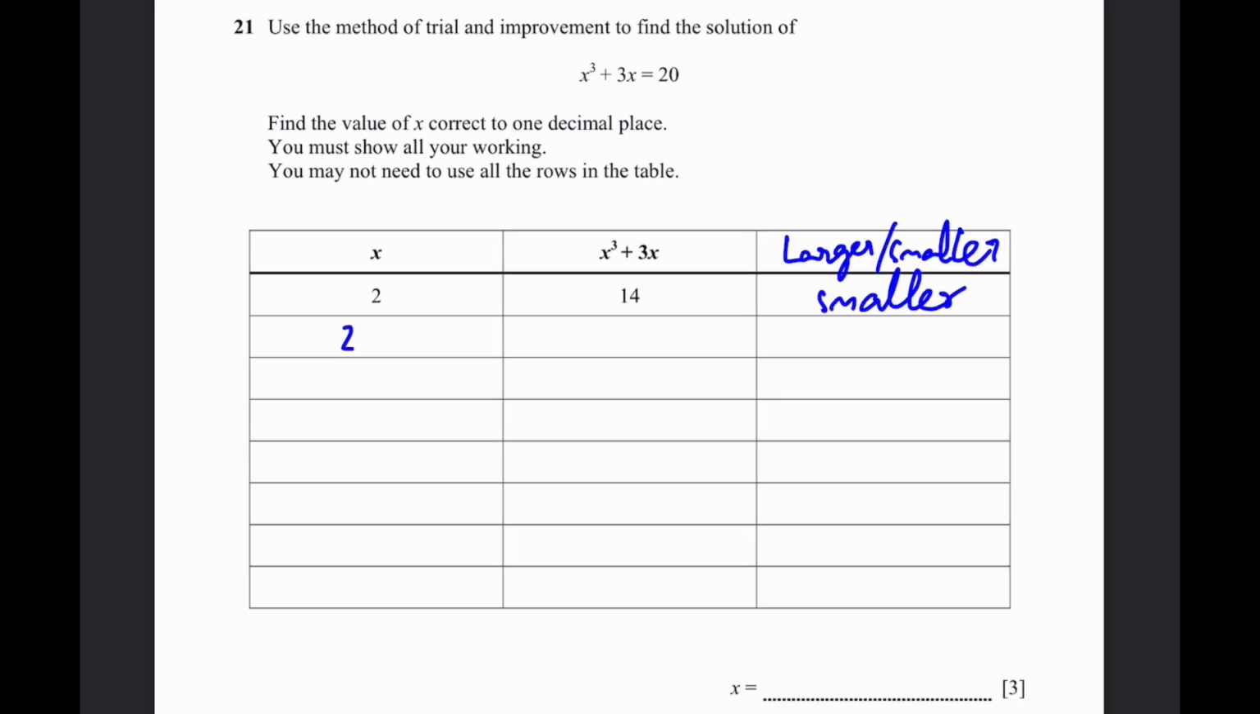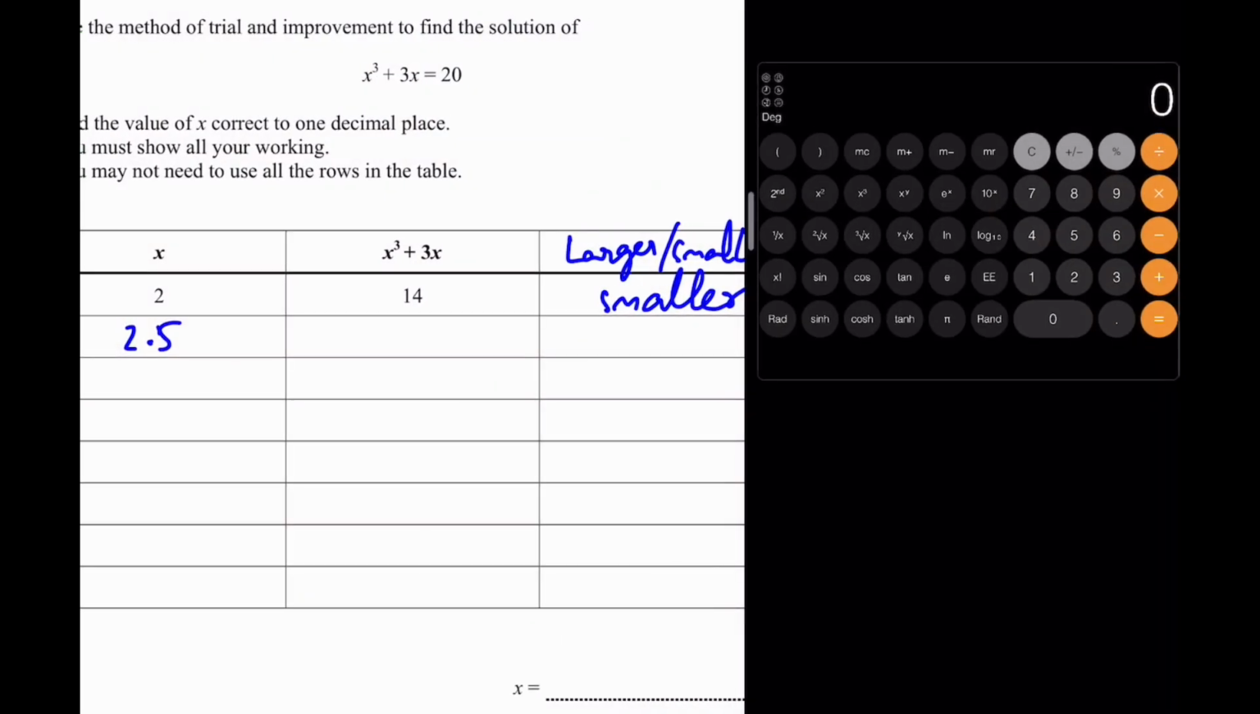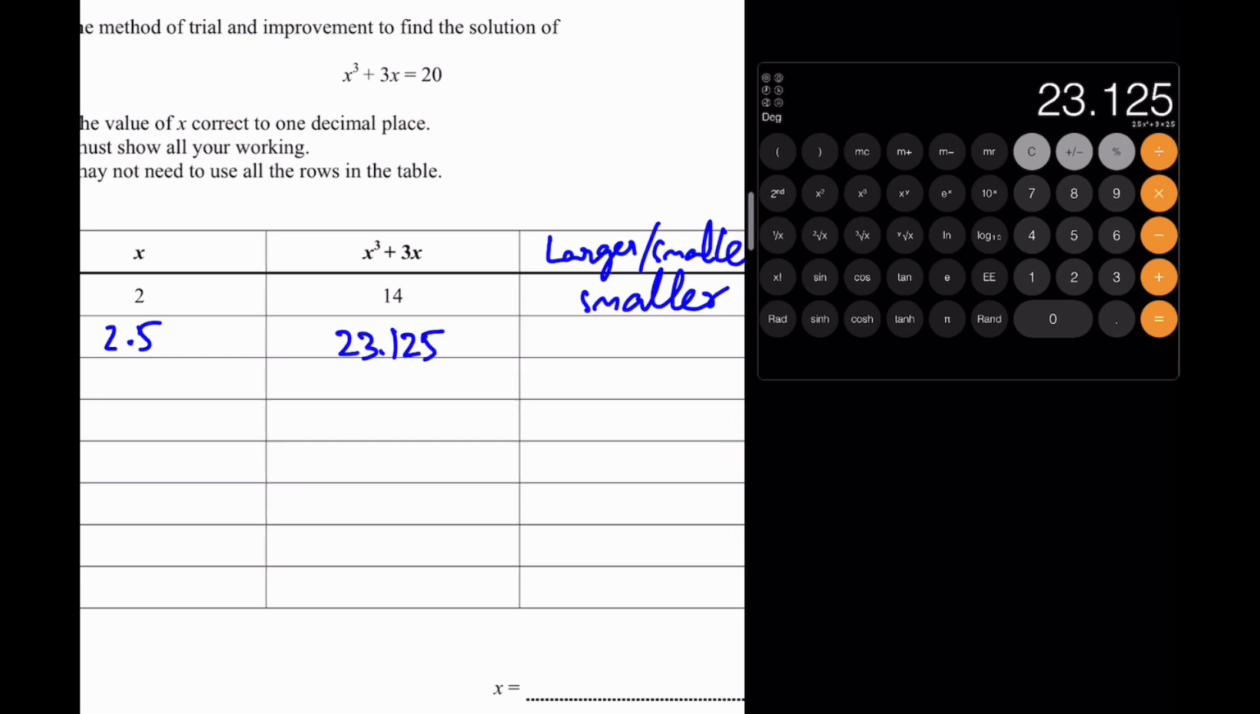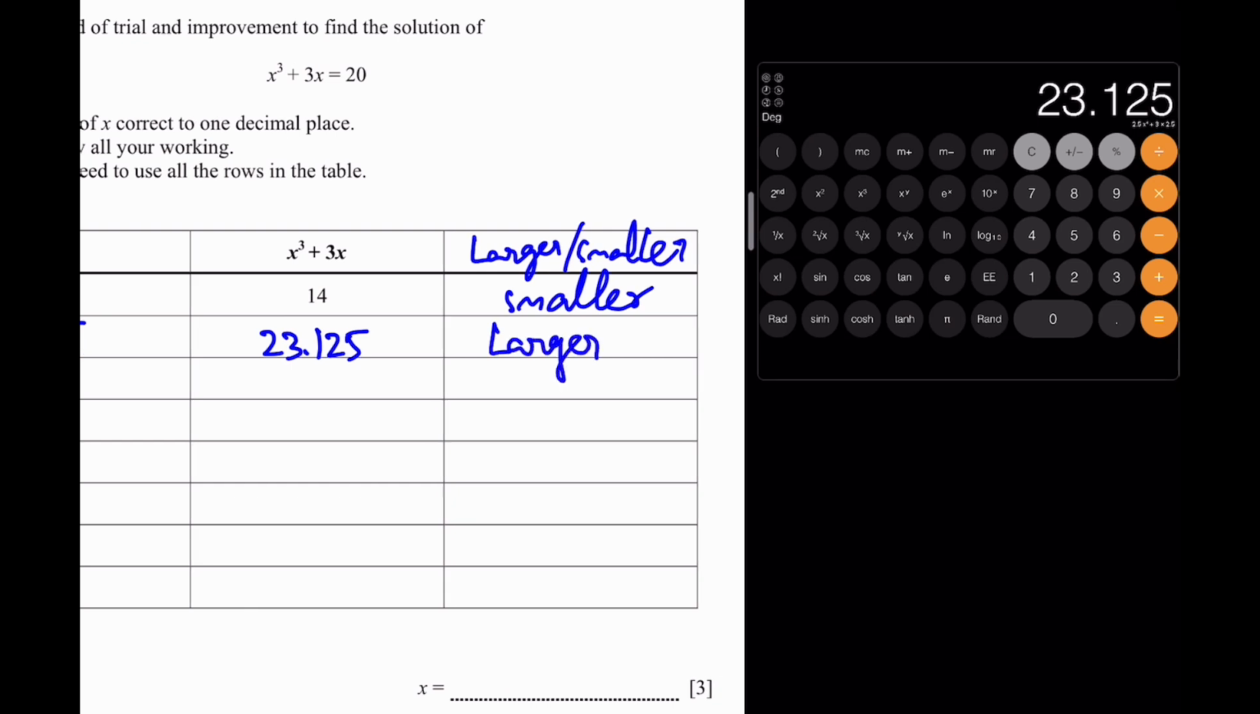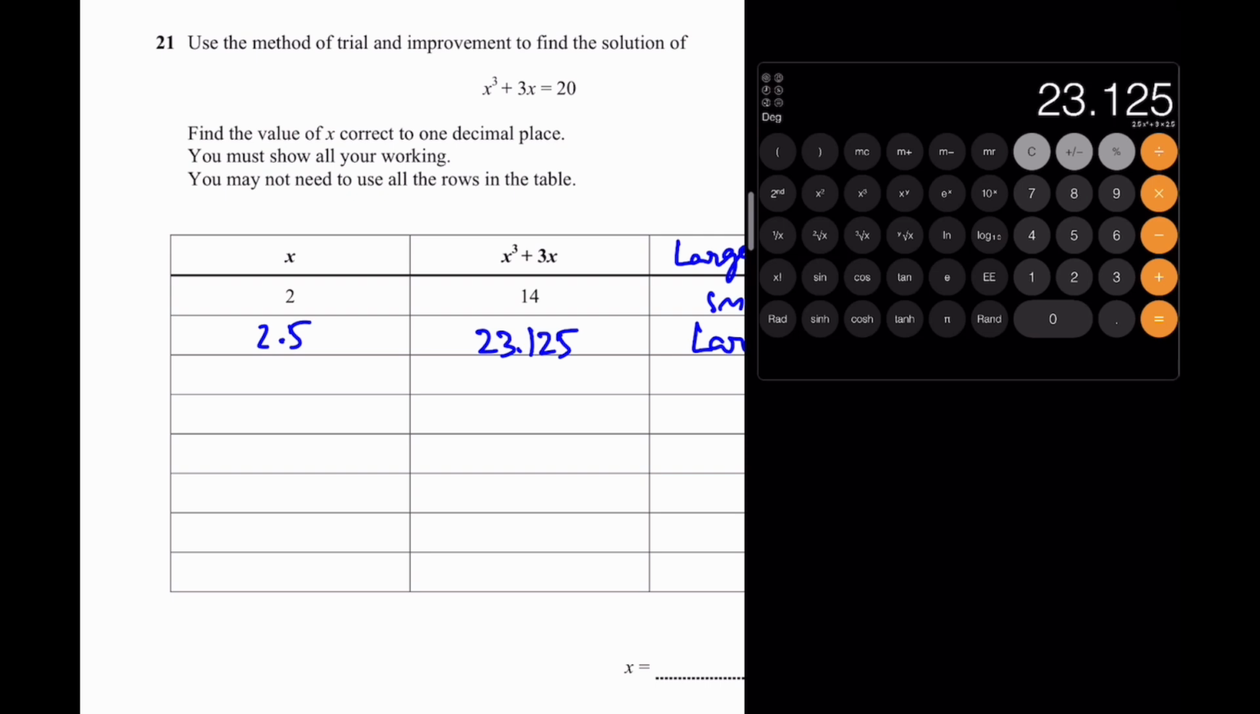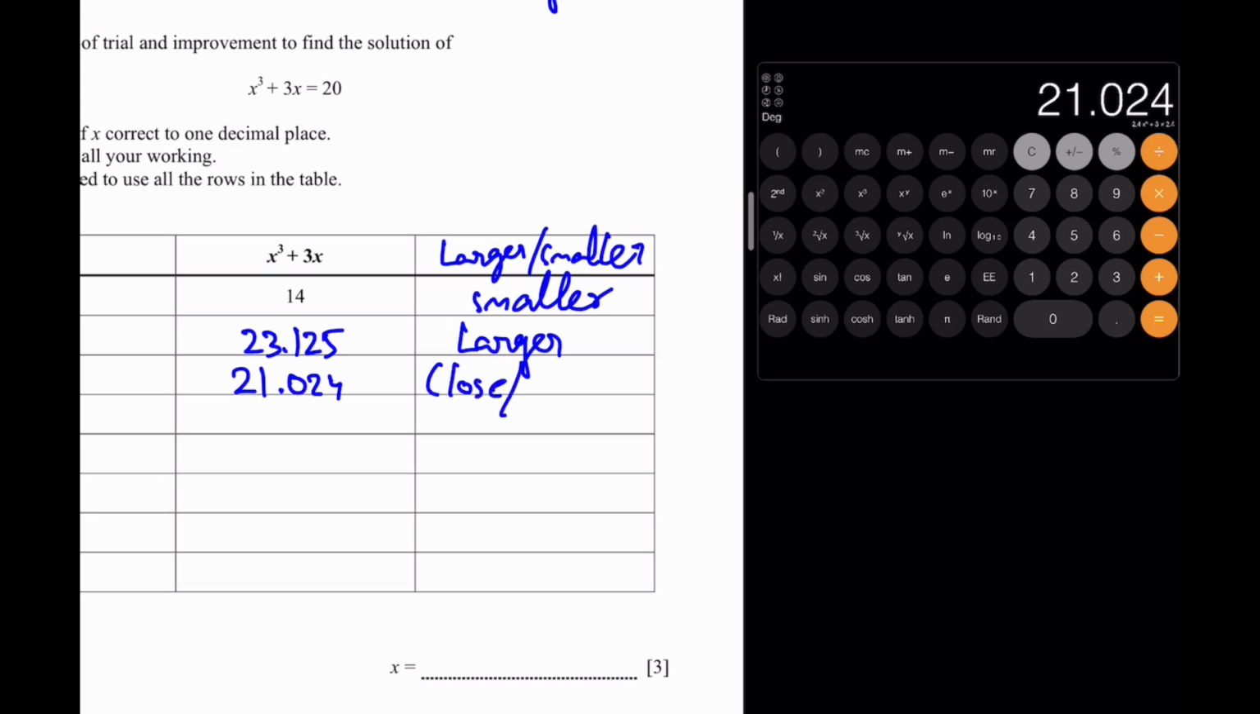Let's start with 2.5. So now x cubed plus 3x. Let's get a calculator for this. So here, 2.5 cubed plus 3 times 2.5 is equal to 23.125. And that is larger than 20. Now we need to get a smaller number so it becomes closer to 20. Let's take 2.4. So now we have 2.4 cubed plus 3 times 2.4. That's equal to 21.024, which is quite close, but it is larger.